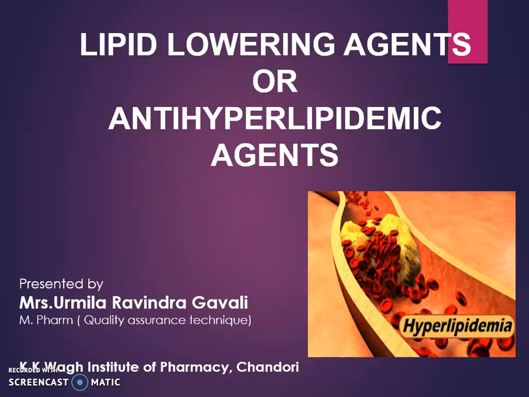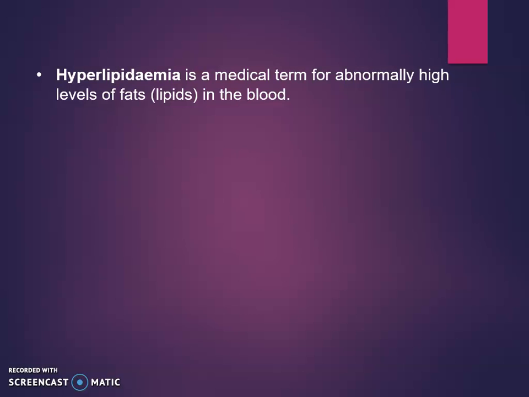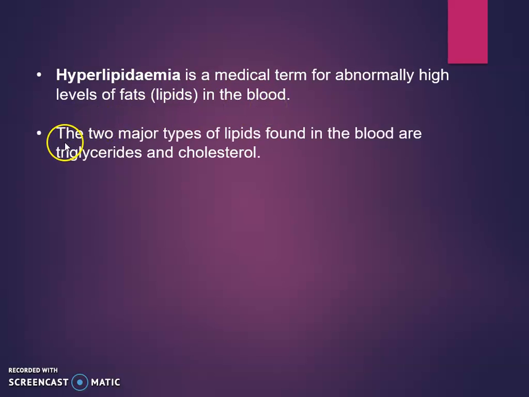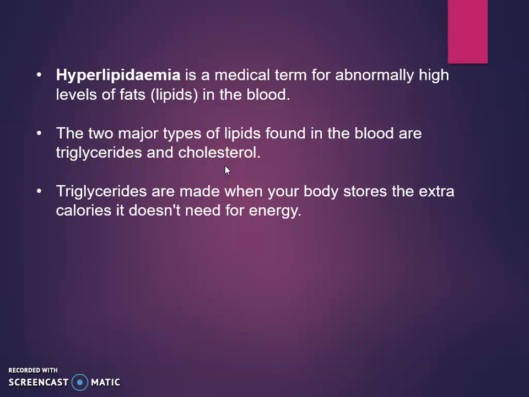Let's start with the introduction of lipid lowering agents. First of all, we see what hyperlipidemia is. Hyperlipidemia is a medical term for abnormally high levels of fats or lipids in the blood. The two major types of lipids found in blood are triglycerides and cholesterol. Triglycerides are made when your body stores extra calories that it doesn't need for energy.